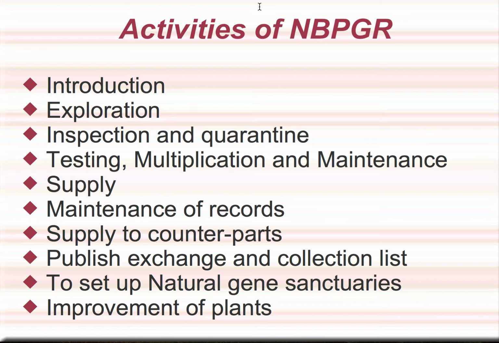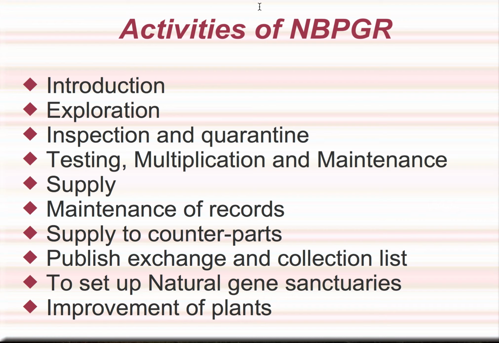And next, maintenance of records of plant name, variety name, propagating material, special character, source, date, and other relevant information about the materials received. And next, the main one is to supply germplasm to its counterparts. Introduction from the counterparts, and again supply of the germplasm to the counterparts or agencies in some other countries. And next, to publish its exchange and collection lists.